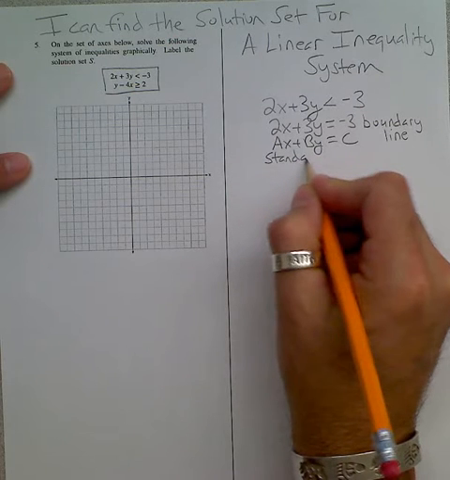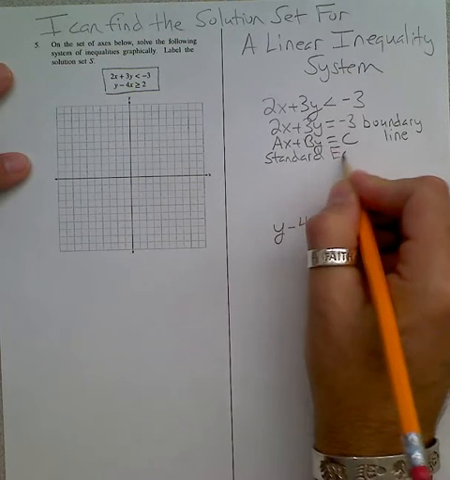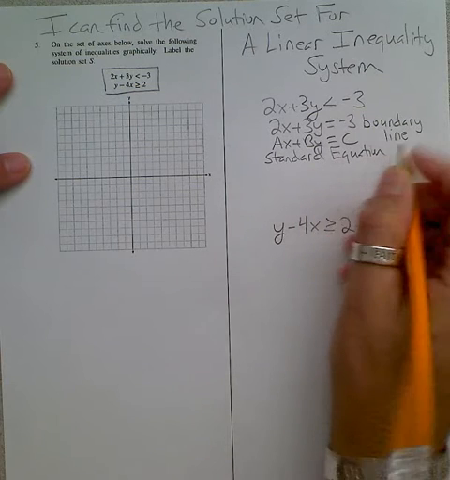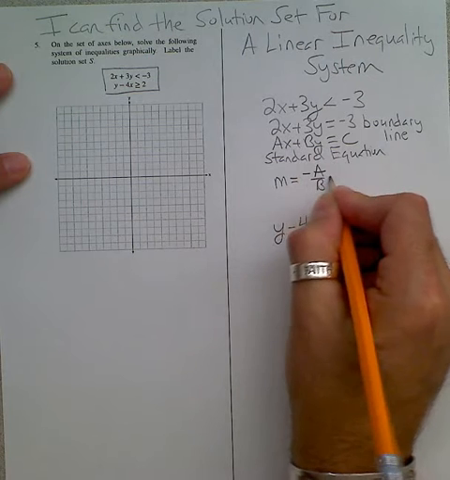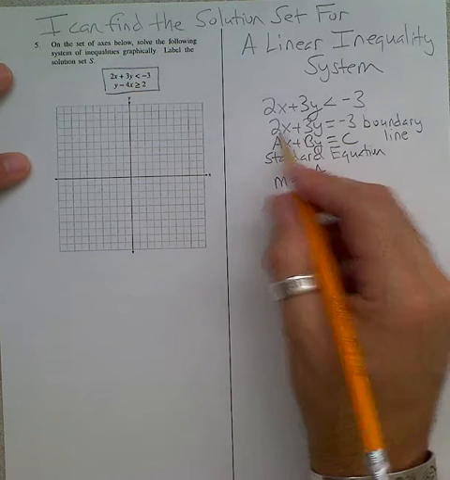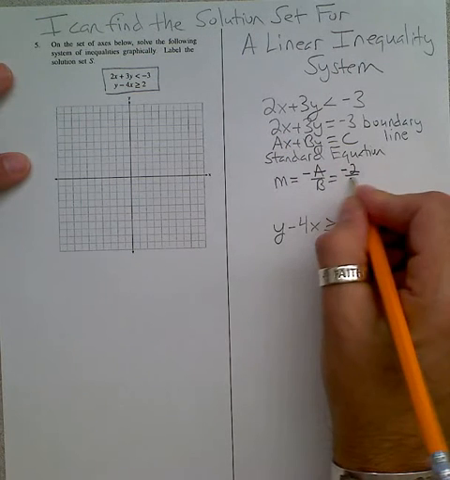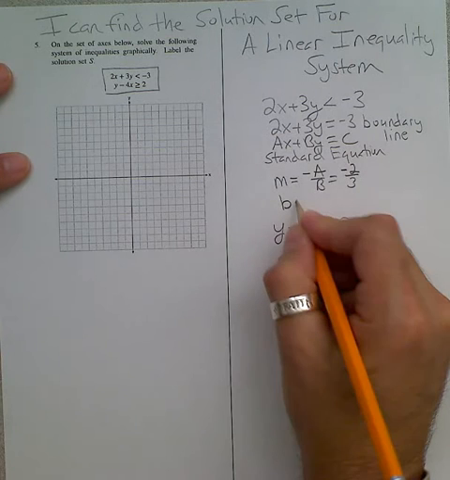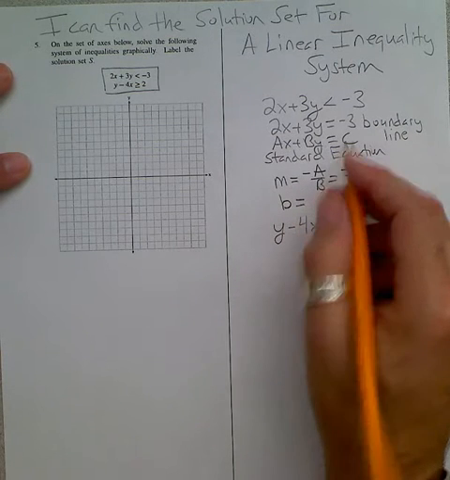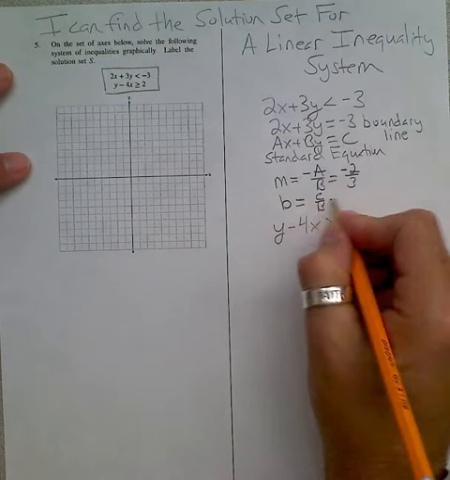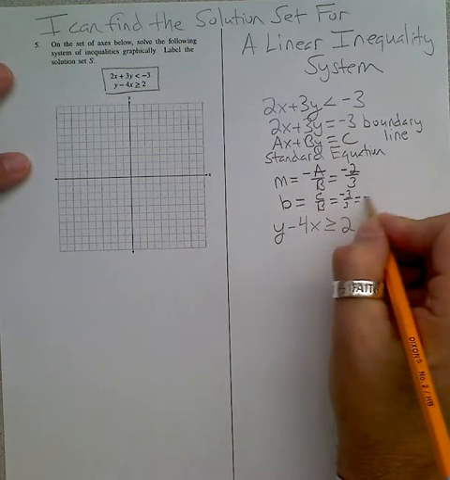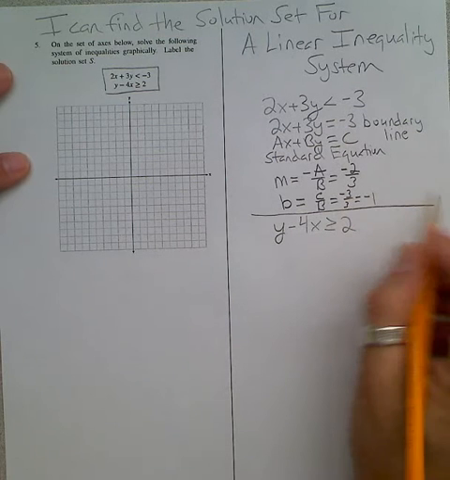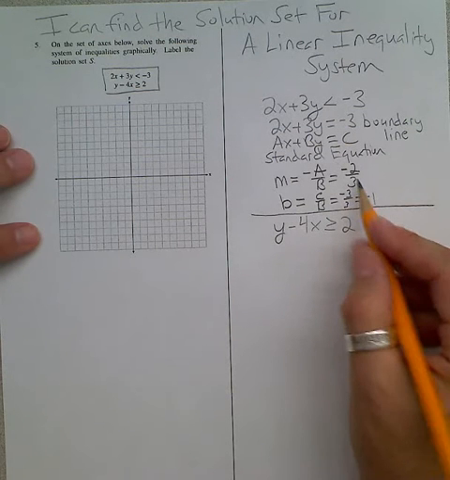When we have an equation in standard form, we can find the slope by taking the opposite of a over b, which in this case would be negative 2 over 3. And we can find the y-intercept by doing c over b, which in this case would be negative 3 over 3, which equals negative 1. With this information, I can graph my boundary line.